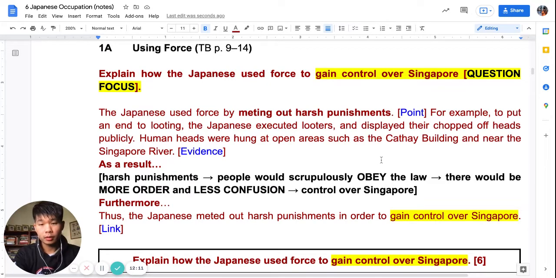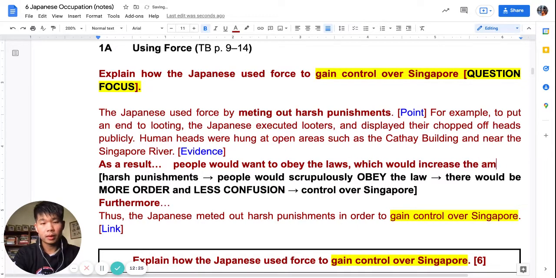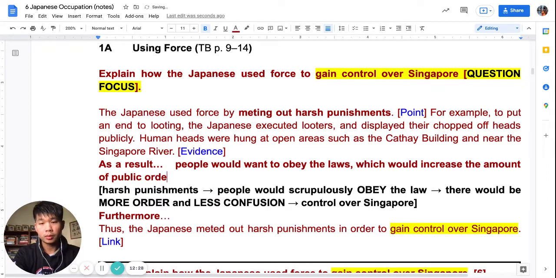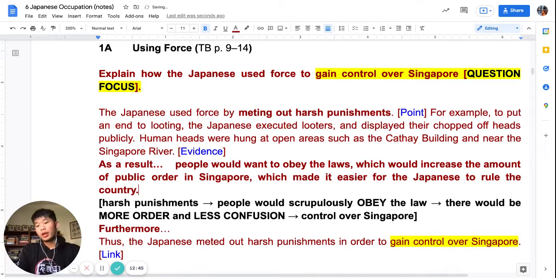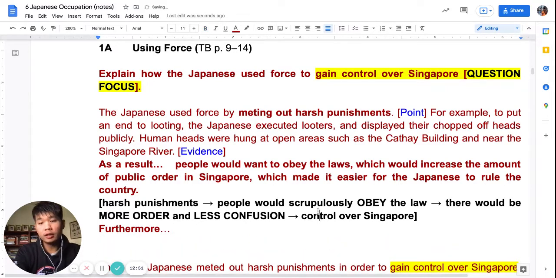So as a result, people would want to obey the laws, and which would increase the amount of public order in Singapore, which made it easier for the Japanese to rule the country. This is one explanation. Let's try another one. And the other one is actually even easier.